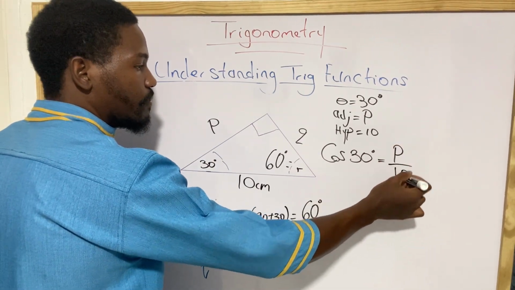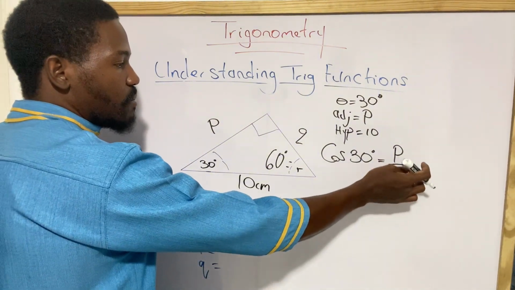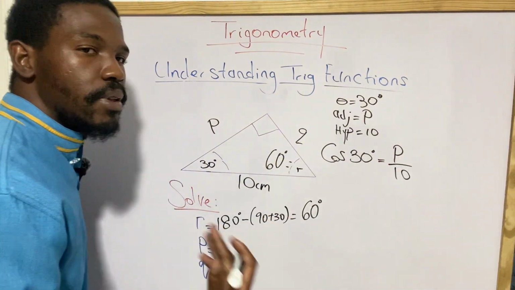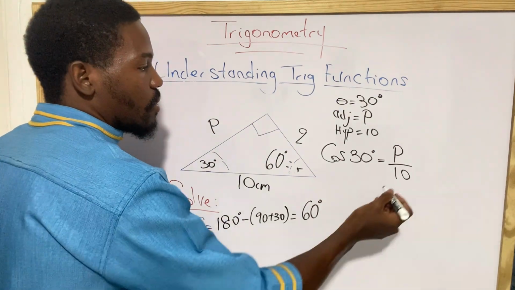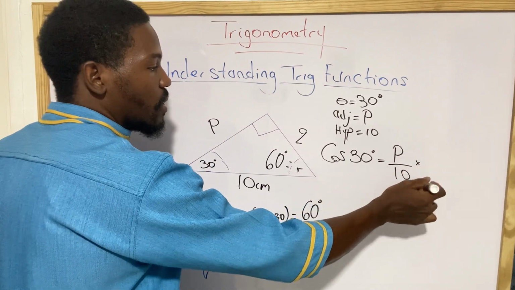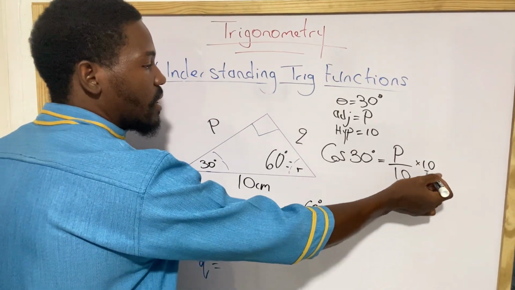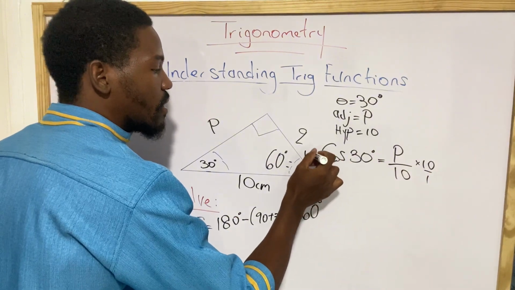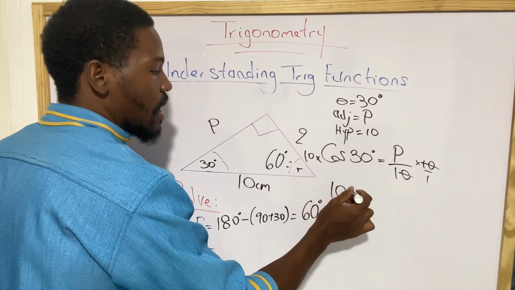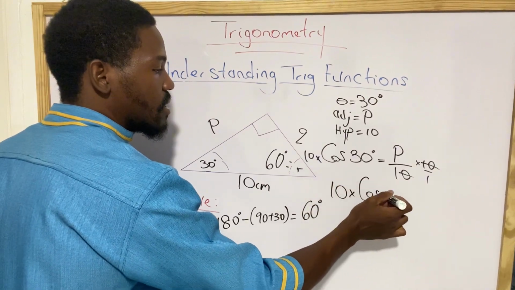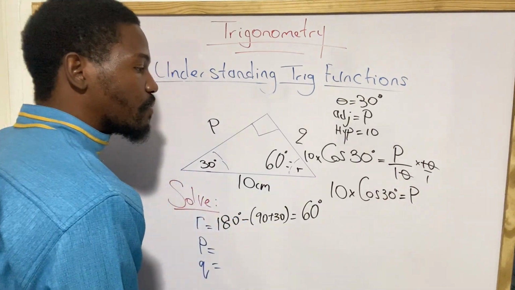over 10, right? Now, the idea is that we're dividing P by 10, and we need to keep P on one side of the equation. So we need to remove the 10. We're dividing by 10, so we need to multiply to remove it. And if we multiply it here, we also have to multiply it here. So these are going to cancel out. So now we have 10 times the value of cos 30 degrees being equal to P.